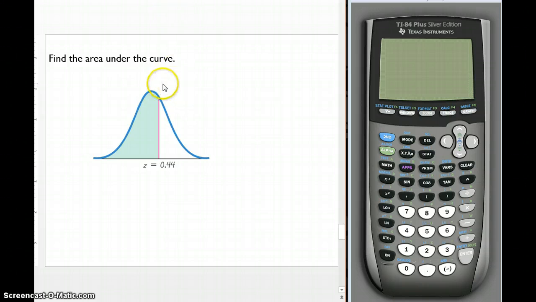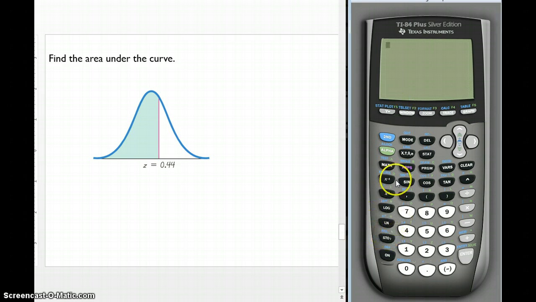Okay, so in this problem I want to find the area of this shaded region, and I'm given that this is a standard normal distribution. So two things that you want to know with a standard normal distribution: mu, the population mean, is equal to 0, and the standard deviation, sigma, is equal to 1.